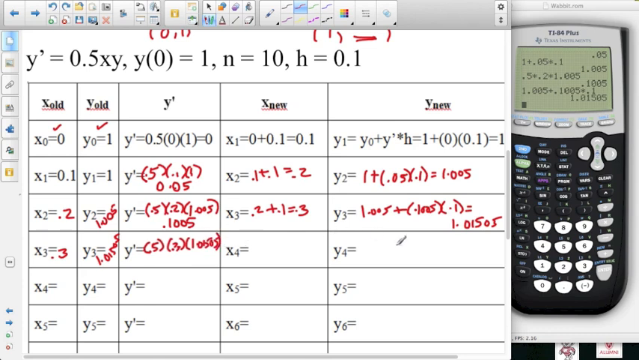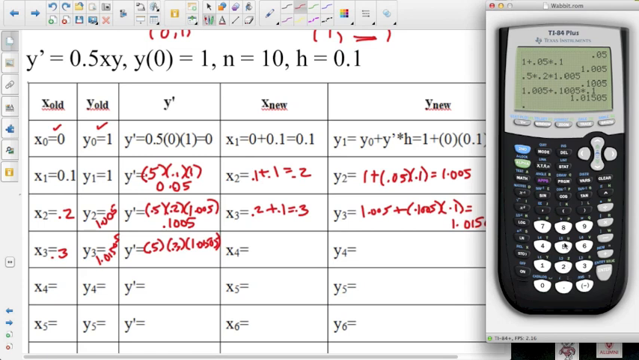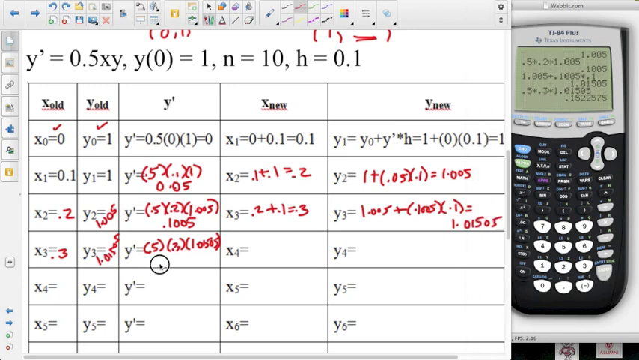1.01505. And so if we come over here and calculate that, we have 0.5 times 0.3 times 1.01505. And that means our slope here, again getting steeper, is now 0.15226, I'm going to call it. So I'm starting to take enough decimal places, but not all of them. And so our x4 now is 0.3 plus 0.1, which is 0.4.